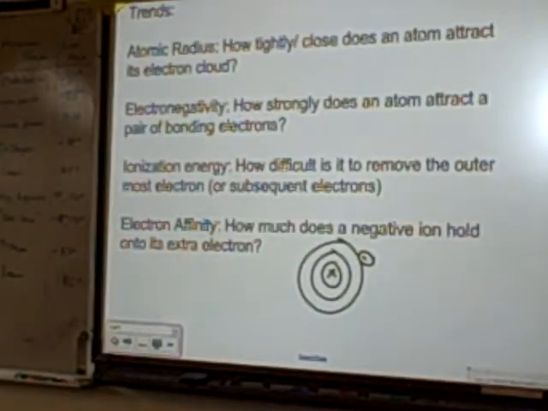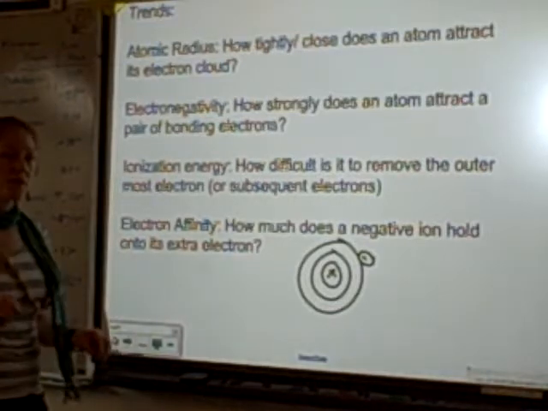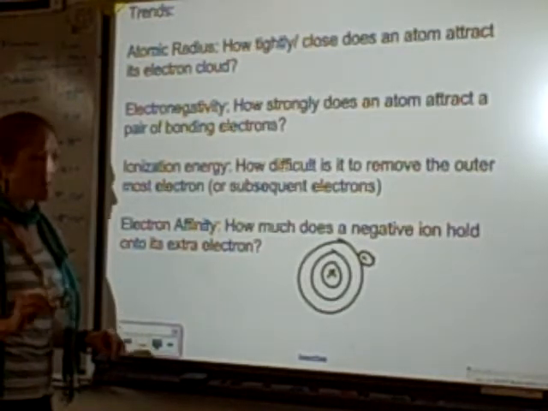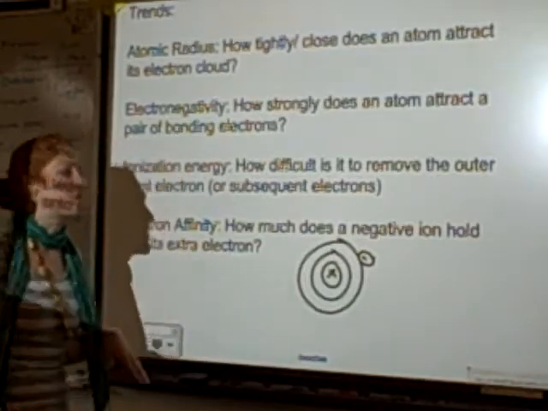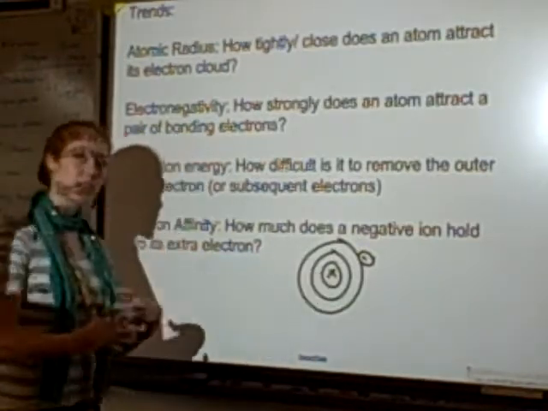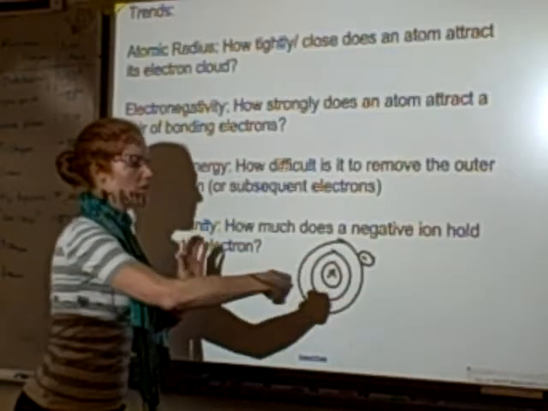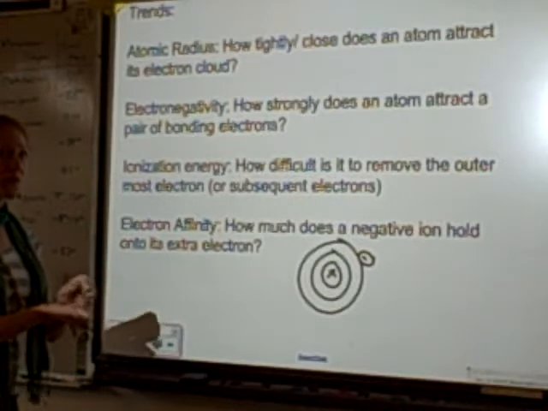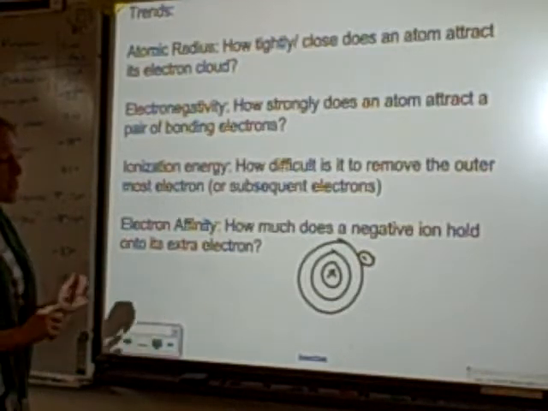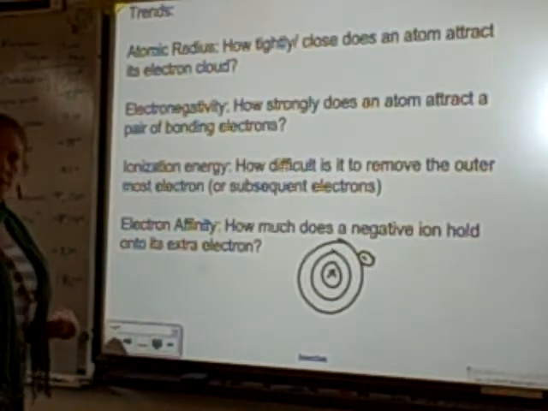So we're going to look at 4 trends that are basically explained by those 2 major trends we talked about last time. We talked about number of shells decreasing attraction. We talked about number of protons increasing attraction for those outer shells, for those outer electrons to the nucleus. If you don't understand that, you have to watch the 2 major trends video or talk to somebody who gets it.